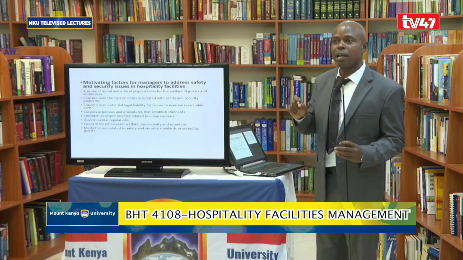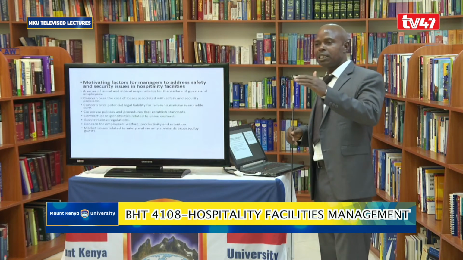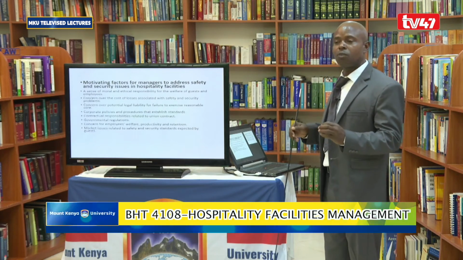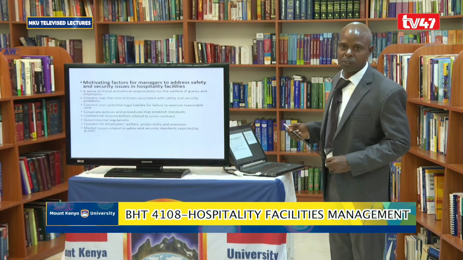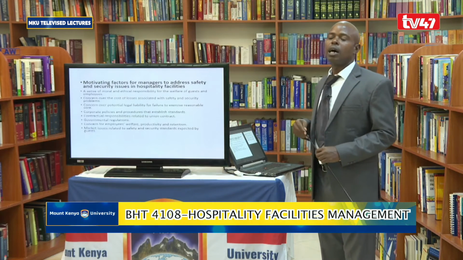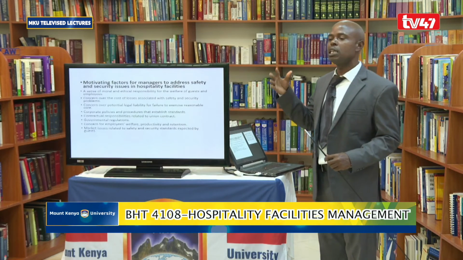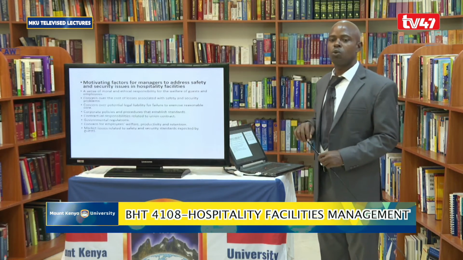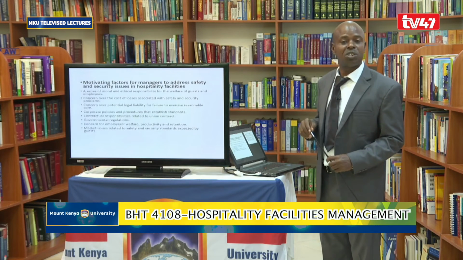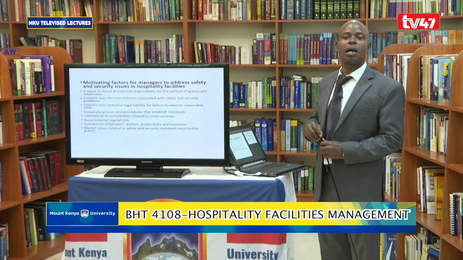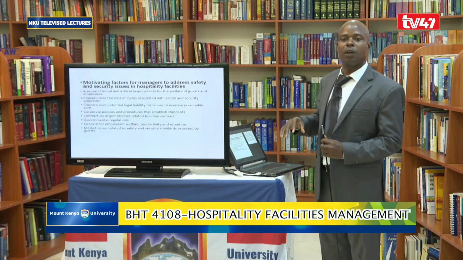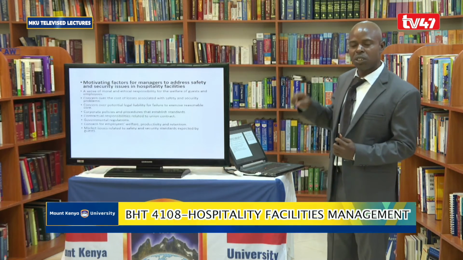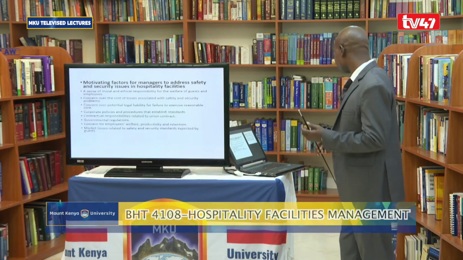And that is where you find that your establishment is not getting a lot of customers because of the security issues. And that is why you find that sometimes back, when the issue of terrorism was too much in Kenya, some of the hotels were not receiving guests because they were not taking care of the safety and security issues within the establishment.